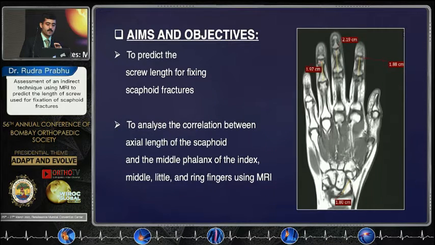The aims and objectives of our study were to predict the length of the screw for fixing scaphoid fractures and to analyze the correlation between the axial length of the scaphoid and the axial length of the middle phalanx of the index, middle, little and ring fingers using MRI.